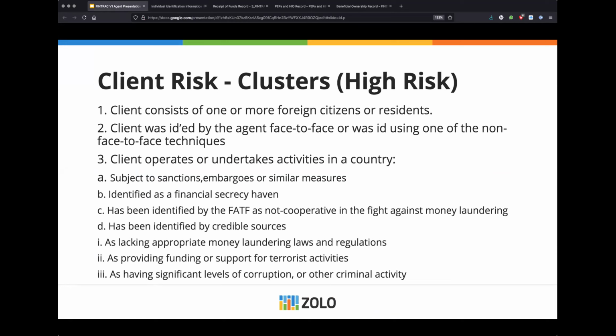Or specifically, the client operates or undertakes activities in a country subject to sanctions, embargoes, or similar measures, identified as a financial secrecy haven, has been identified by FATF, the Financial Action Task Force, as not cooperative in the fight against money laundering, has been identified by credible sources as lacking appropriate money laundering laws and regulations.